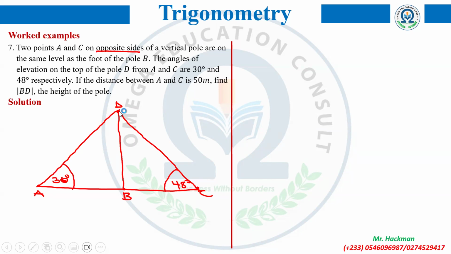At A, the point you want to sight is on this side. So the original line of sight will be here, the horizontal line. Then you need to move a certain angle up before you can see D. And that will give us the angle 30 degrees that you have there. Any extra information? So let's see. If the distance between A and C is 50, so I know this distance from here to here.